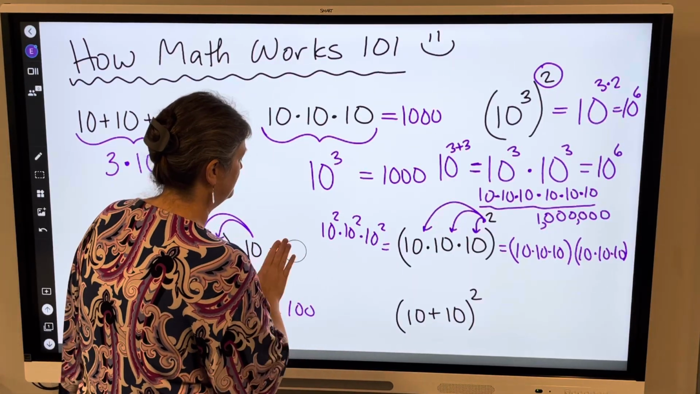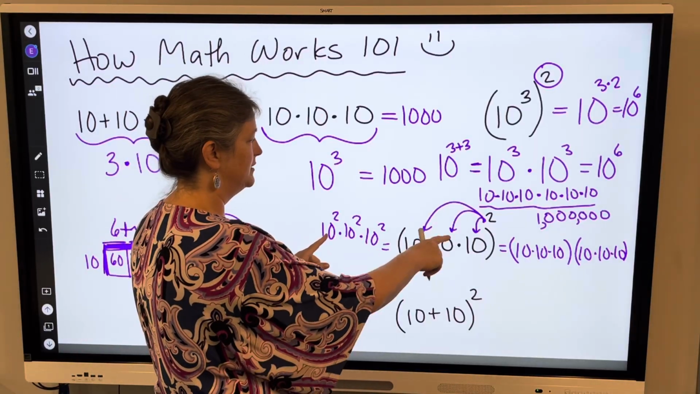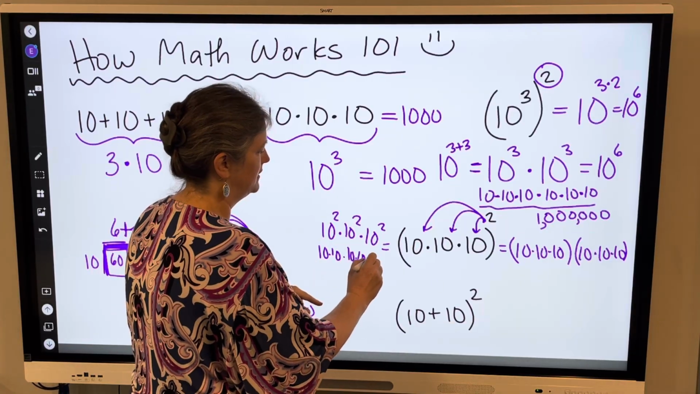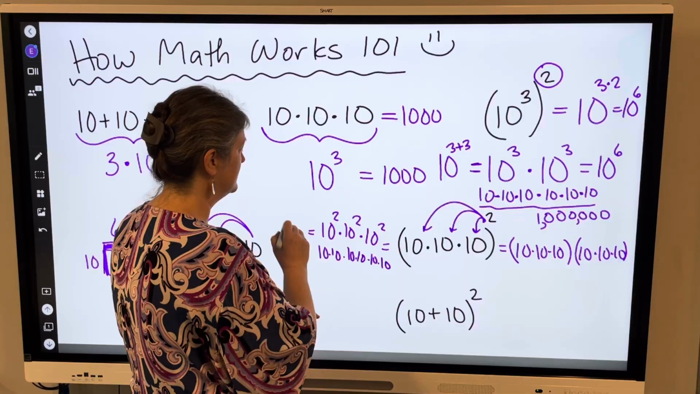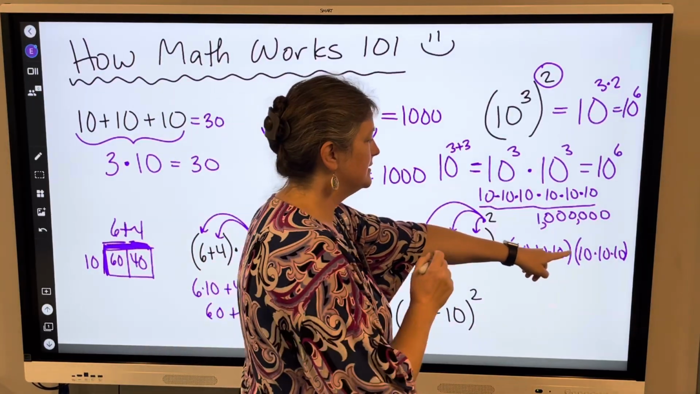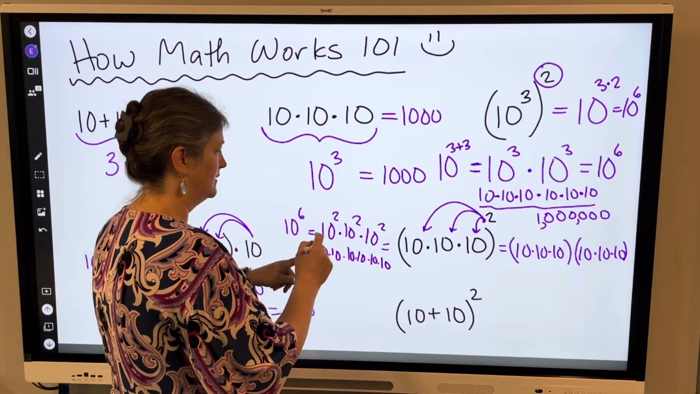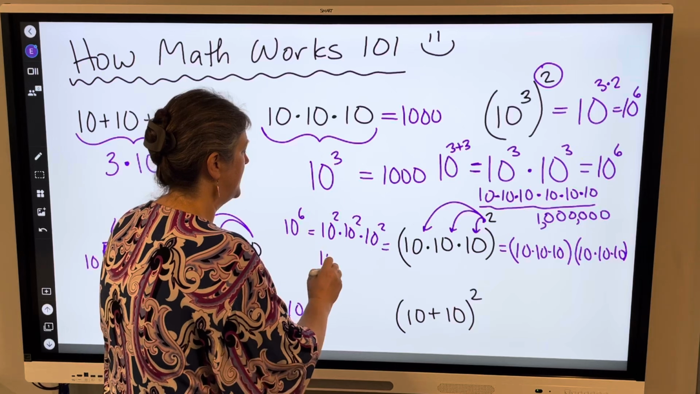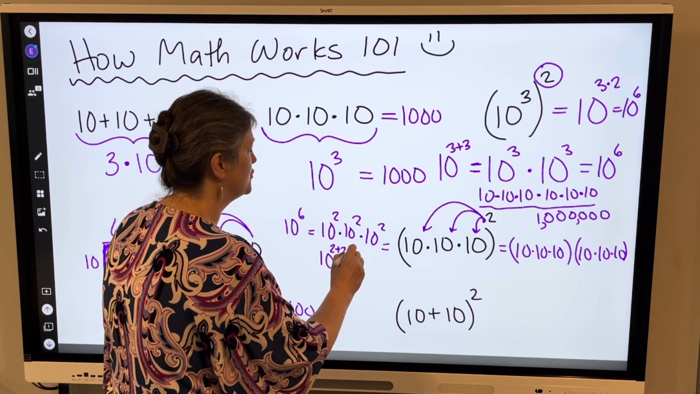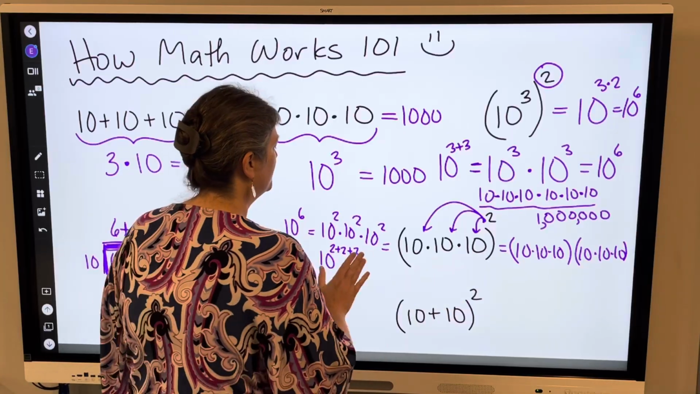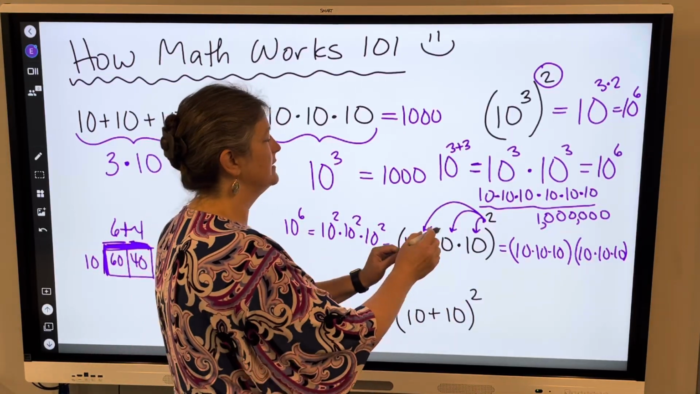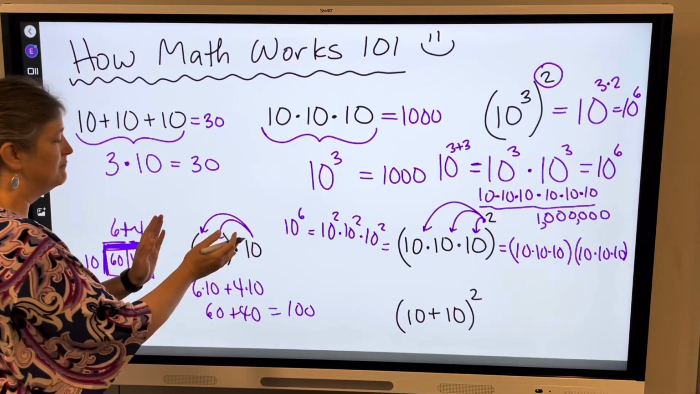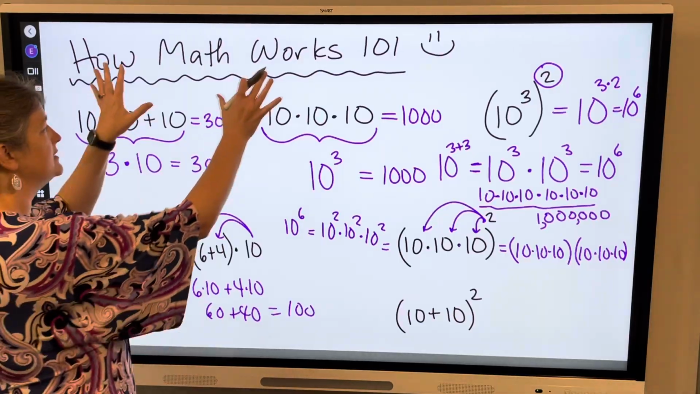Okay, I'm going to erase this for room. 10 squared times 10 squared times 10 squared is 10 times 10 times 10 times 10 times 10 times 10, right? So that is 10 to the 6th, still 1,000,000, right? I could also see this as 10 to the 2 plus 2 plus 2, because they're all the same base. But what I really want to show you here is this idea that exponents distribute across multiplication the same way that multiplication distributes across addition, because these are one step apart.